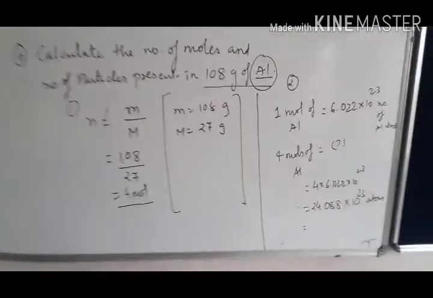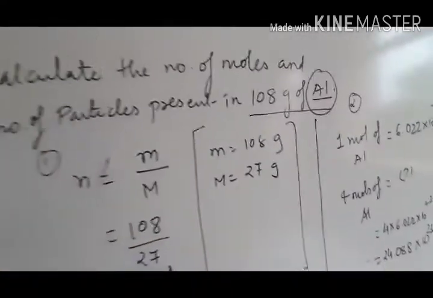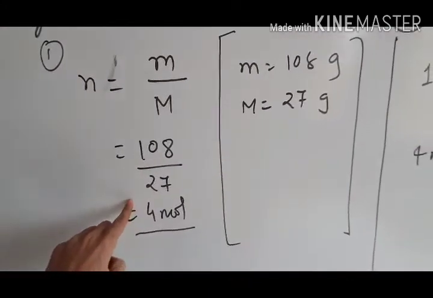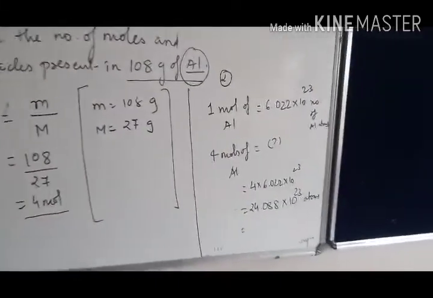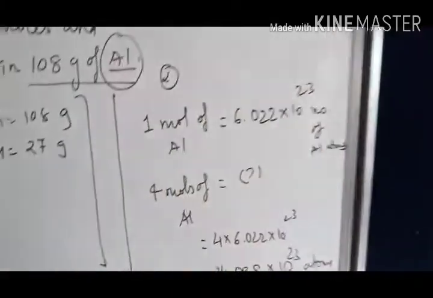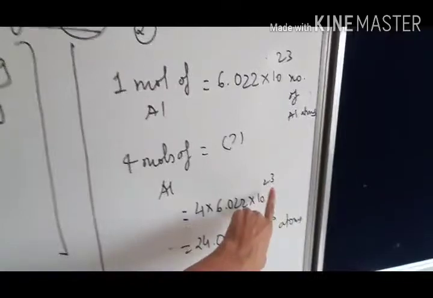So children, here the calculation is based on the number of moles. Number of moles is equal to given mass upon molar mass. So we have 108 upon 27, 27 4s are 108, so we have 4 moles. Now 1 mole of aluminium is equal to 6.022 into 10 raised to 23. So 4 moles of aluminium is equal to 4 into 6.022 into 10 raised to 23.